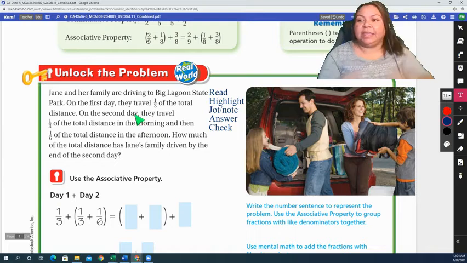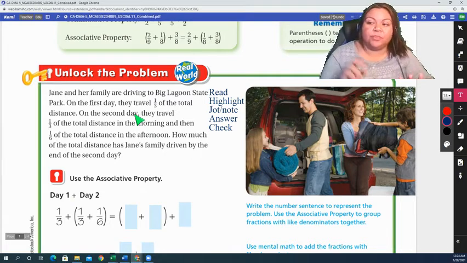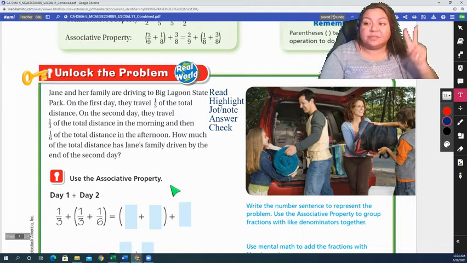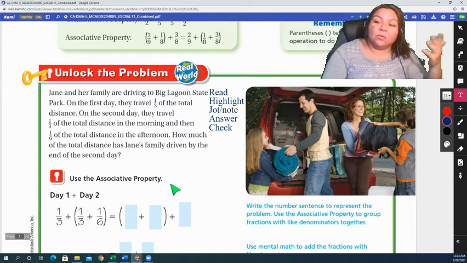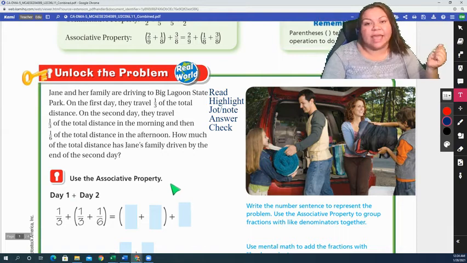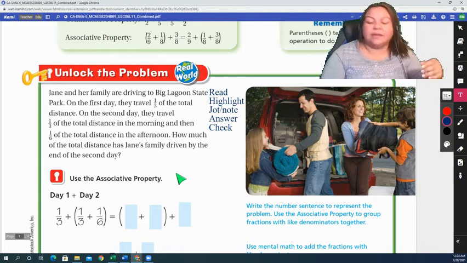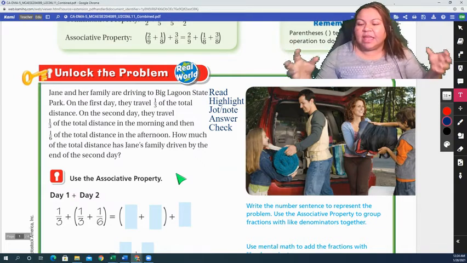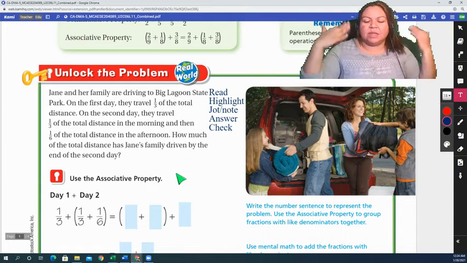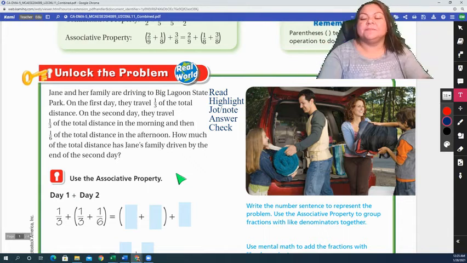Here we go. Jane and her family are driving to Big Lagoon State Park. On the first day, they travel 1/3 of the total distance. On the second day, they travel 1/3 of the total distance in the morning and then 1/6 of the total distance in the afternoon. How much of the total distance has Jane's family driven by the end of the second day? Okay, I know we're talking about traveling, right? And distance.